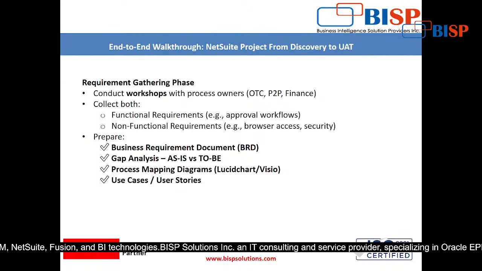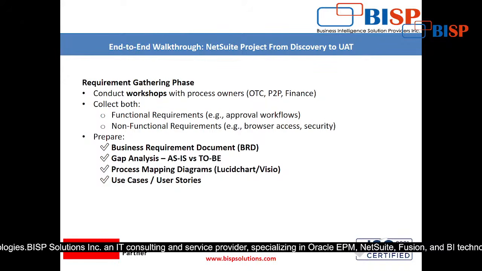So here you will see, the business analyst prepares a business requirement document. We have already discussed this in depth. Gap analysis means as is and to be, so whatever is there currently and what they want. Now process mapping diagrams: here you have to draw the processes also, so you have to design the flow charts, and then use cases and user stories. These are the things which we need to do.